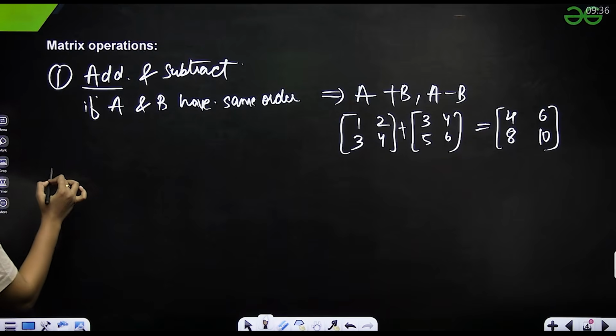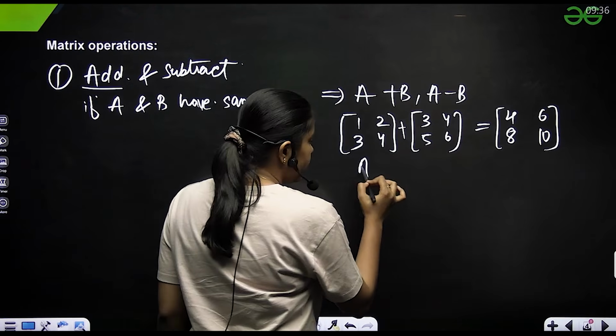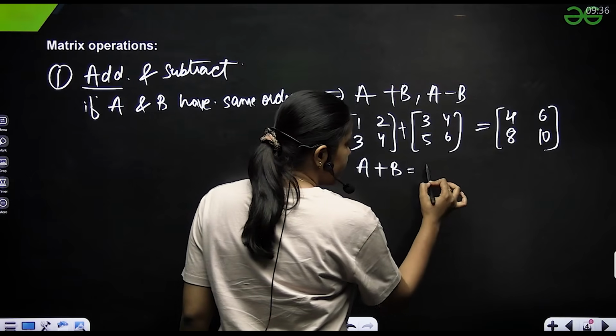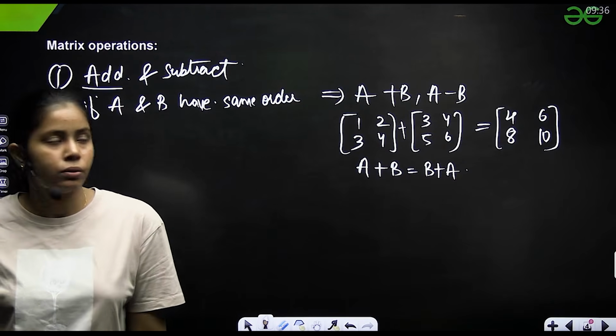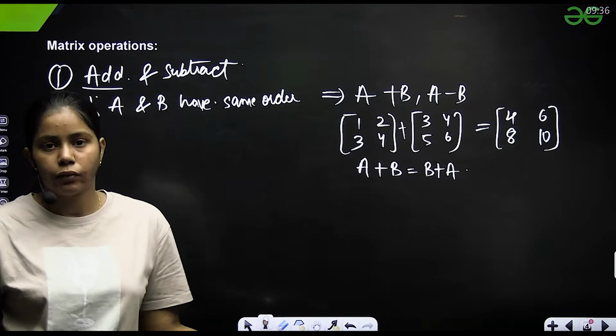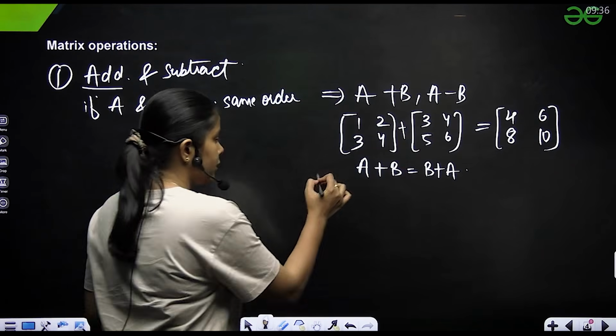Next comes multiplication. One thing you can notice here is that A plus B is the same as B plus A. But A minus B would not be equal to B minus A, right? That we all know. So A plus B is equal to B plus A. We have this rule here.